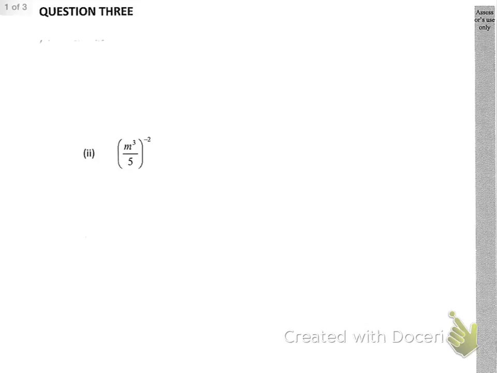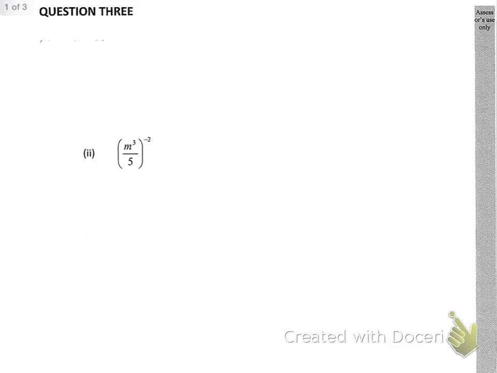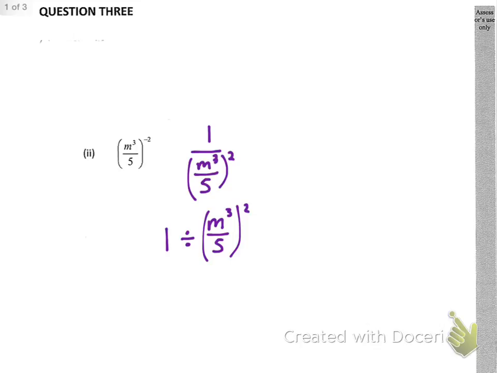Let's go back to that and just check our answer if I can. Yes. So it is 9m squared. The next one, it's a negative power. So that's 1 over whatever it is in the brackets to become positive. You've got fractions there, so that's 1 divided by that fraction squared. M cubed squared is m to the power of 6, and 5 squared is 25.